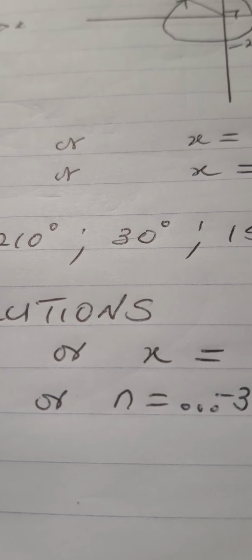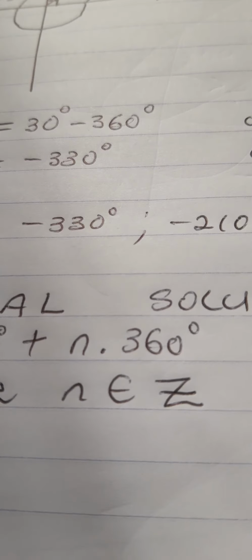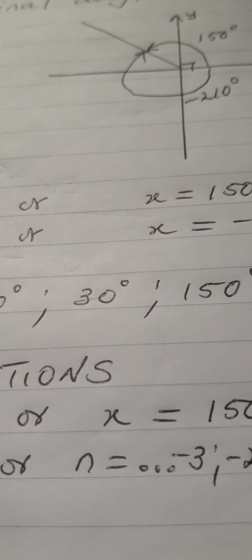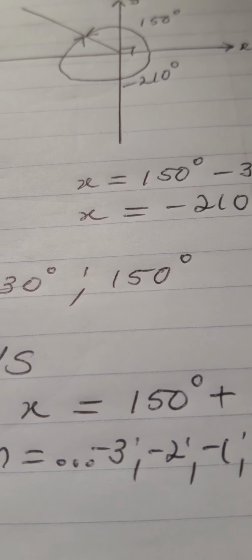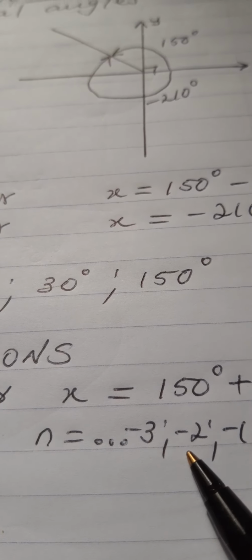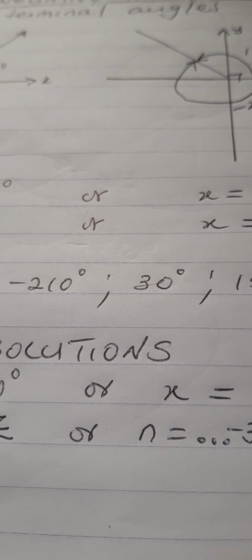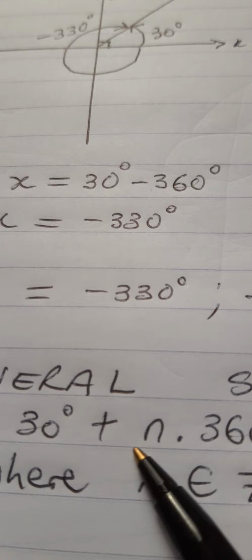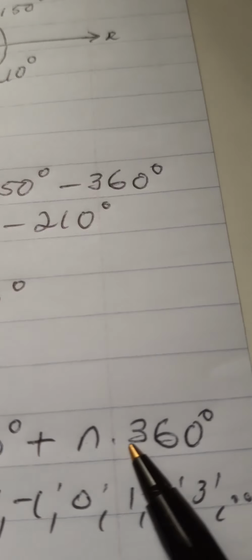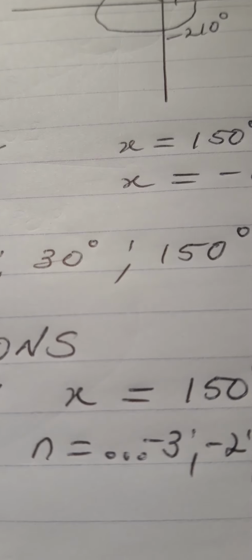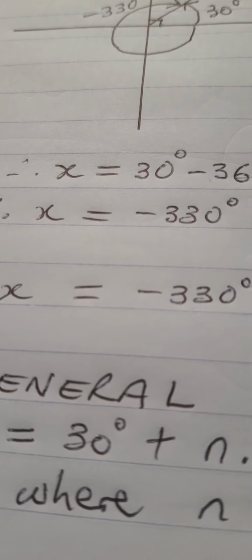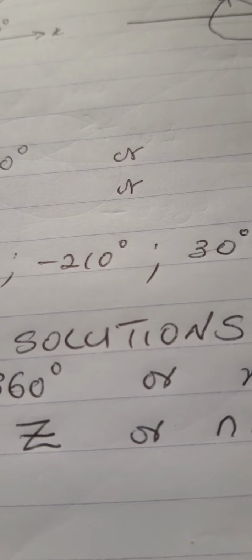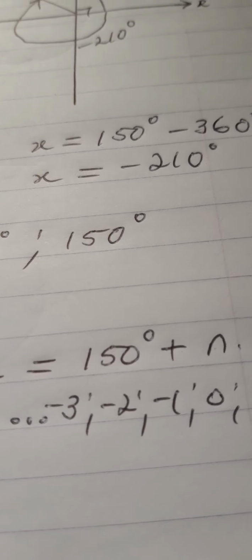Remember, you need to define your n. Therefore, n is an element of the integers, or you say these are the values that you can substitute: 0, 1, 2, 3, -1, -2, -3. Let's confirm. When n is equal to 0, you get 30 degrees here. You get 150 degrees there. When n is equal to 1, 390 degrees, which falls out of our interval, and 510 degrees. This also falls out of our interval.